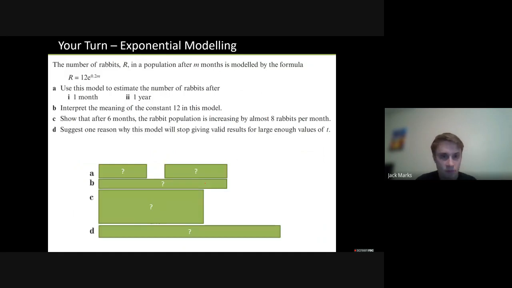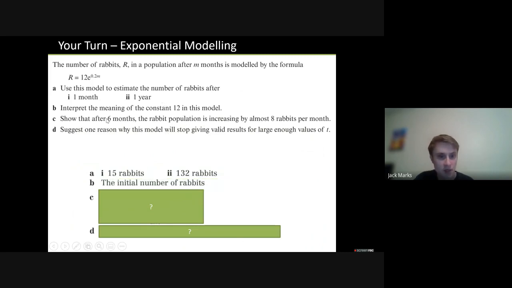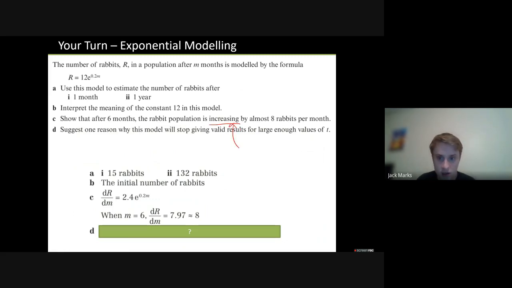Okay. Another quick example. This here again only has one part. So pause the video, have a quick go at the questions. So assuming you've done that, the first two are substitution questions. What's the meaning of 12? 12 is going to be the initial number here. Show that after 6 months, the rabbit population is increasing by. So what does that sound like? Is increasing. This is the language of change. Change, we can differentiate for that one. After 6 months, so that means M needs to be 6, and you should get the answer.